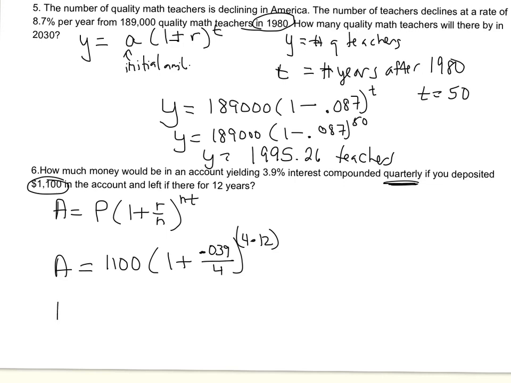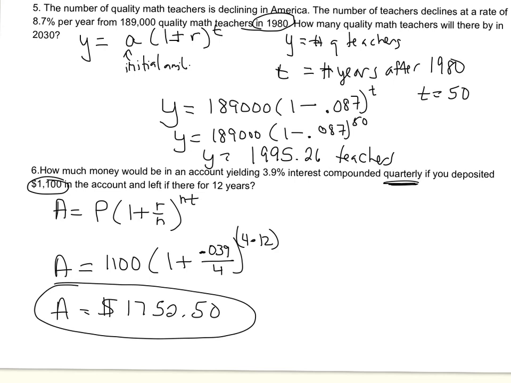So really, to figure out how much I have in this account, I'll just put all this in my calculator. So 1,100, parenthesis 1 plus, and just put it right like you see it. Make sure you put those parentheses around the exponent. That can definitely help. So I get $1,752.50. All right, so hopefully this second part of the review is helpful to kind of review our exponential equations.